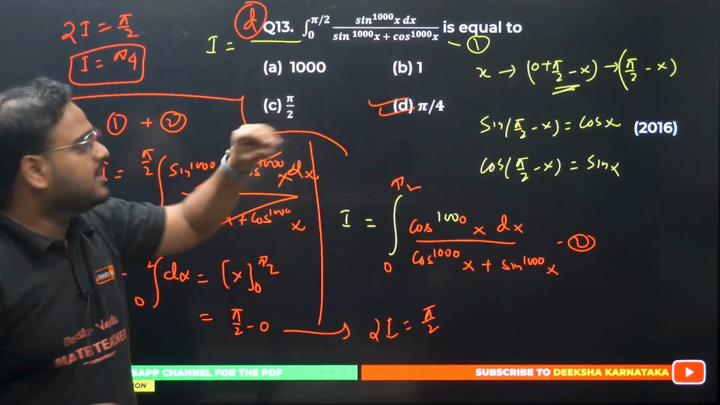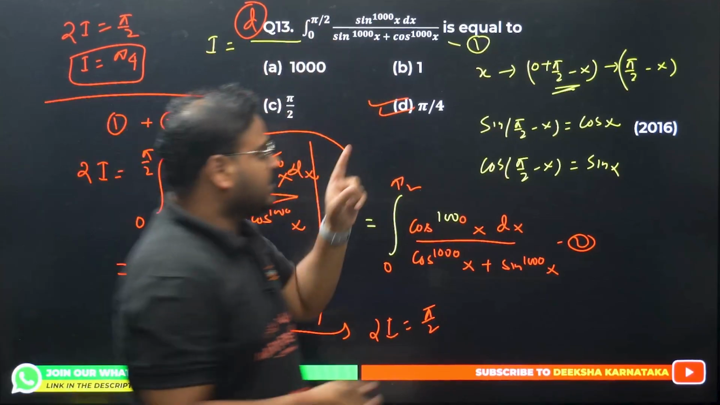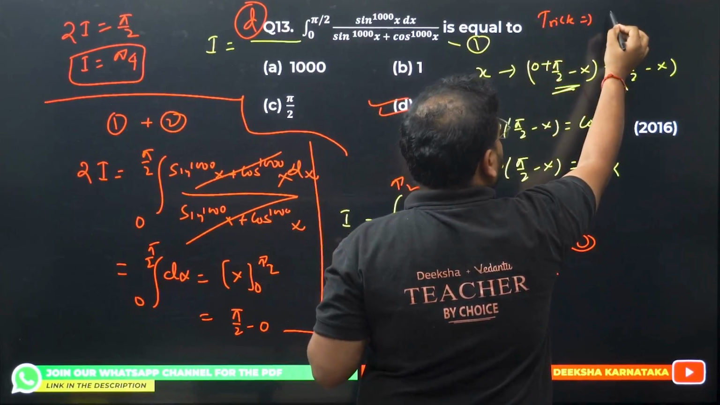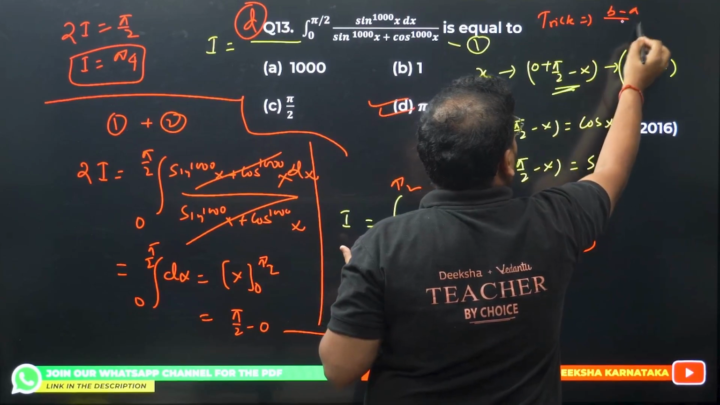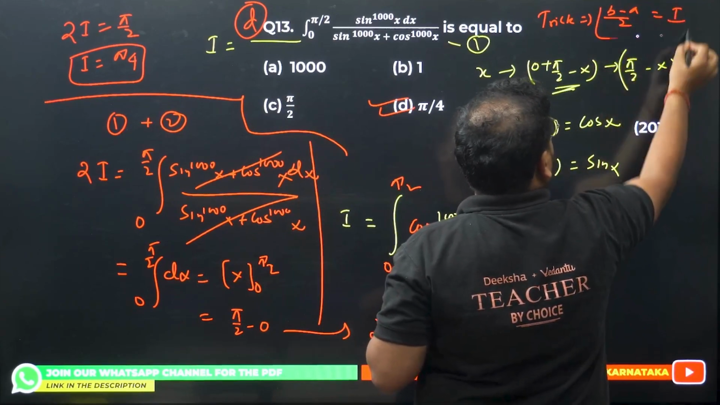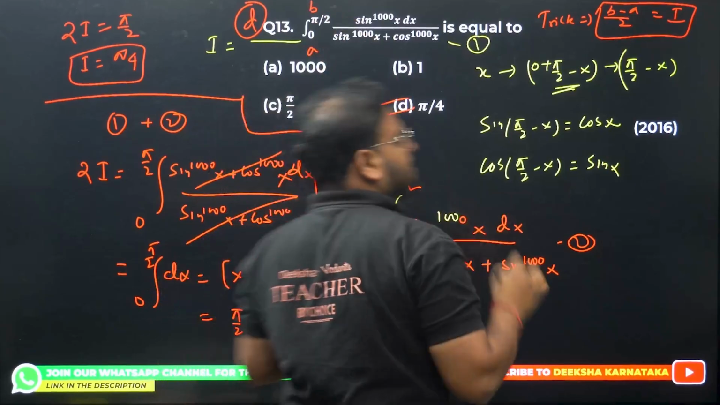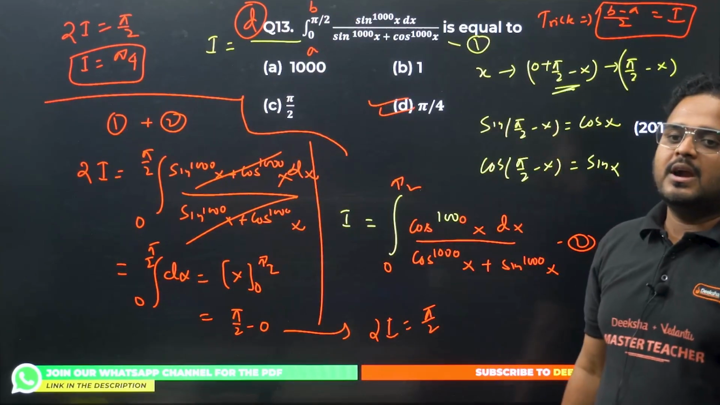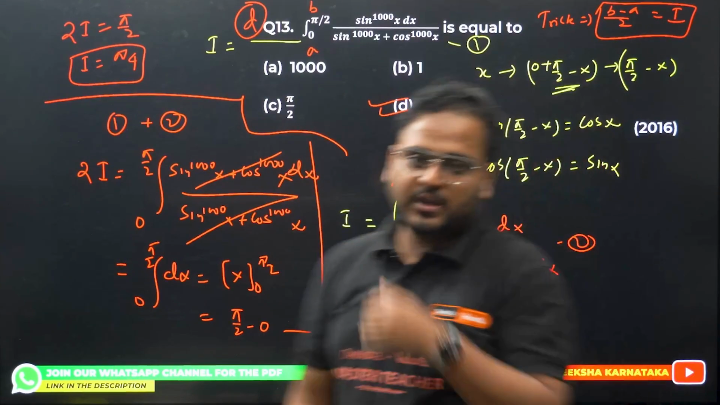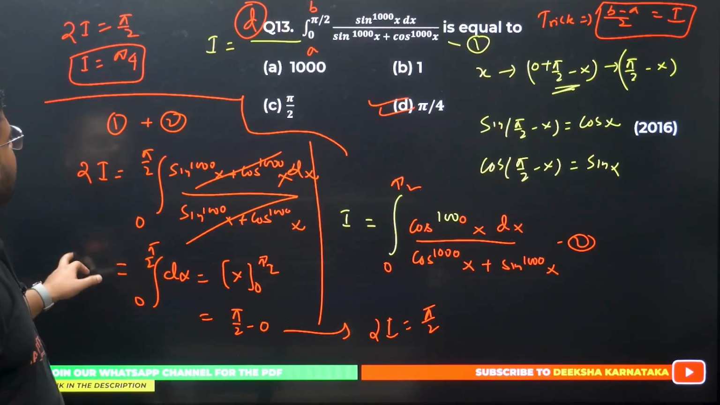So the trick is the difference between the limits divided by 2. I'll repeat myself. This is a trick. The trick is the difference between the limits, b minus a by 2, is your answer for I. B minus a by 2. This represents your a, this represents your b. So b minus a by 2. Difference of the limit by 2 will give you the final answer. Please check. Done? All clear? Question number 13 is over.